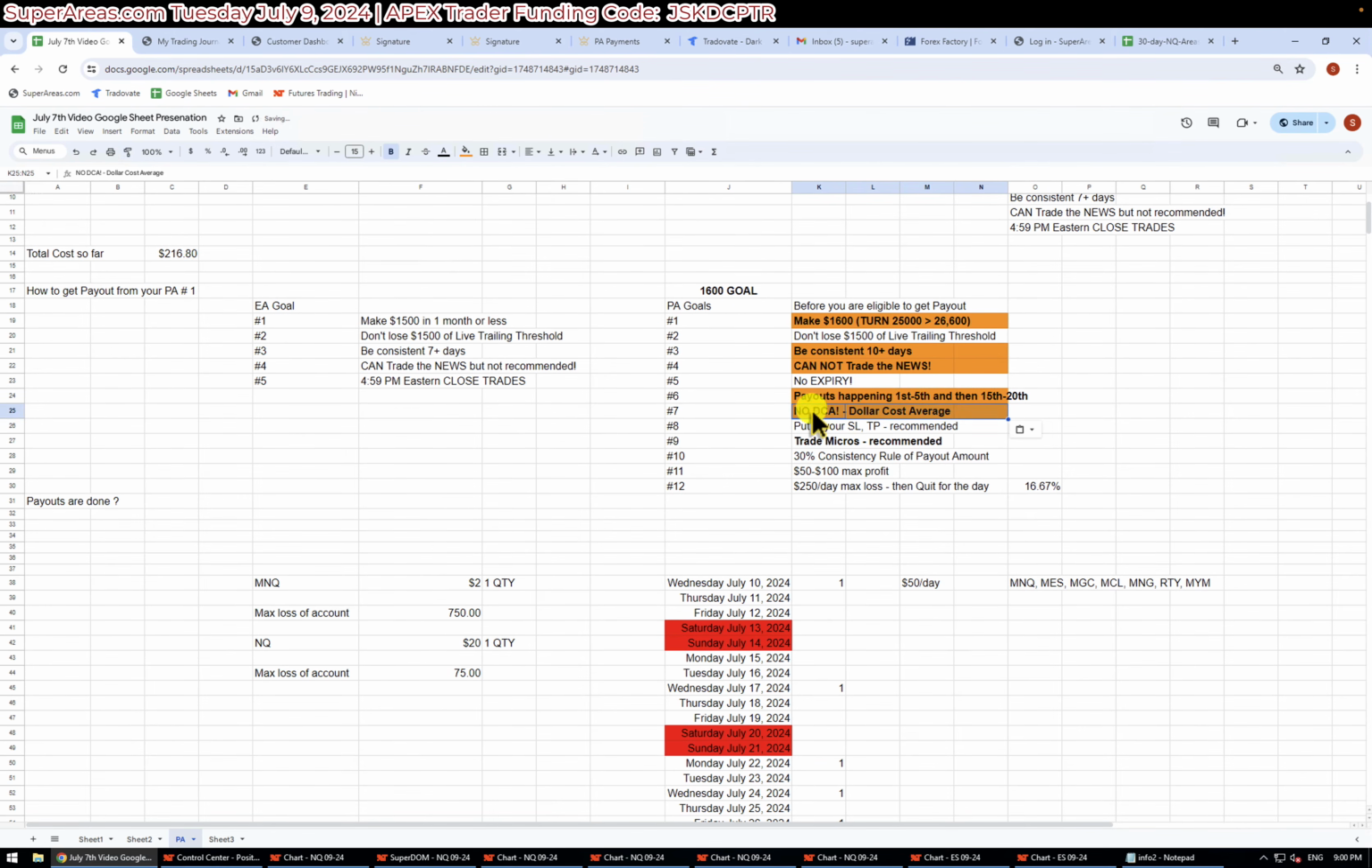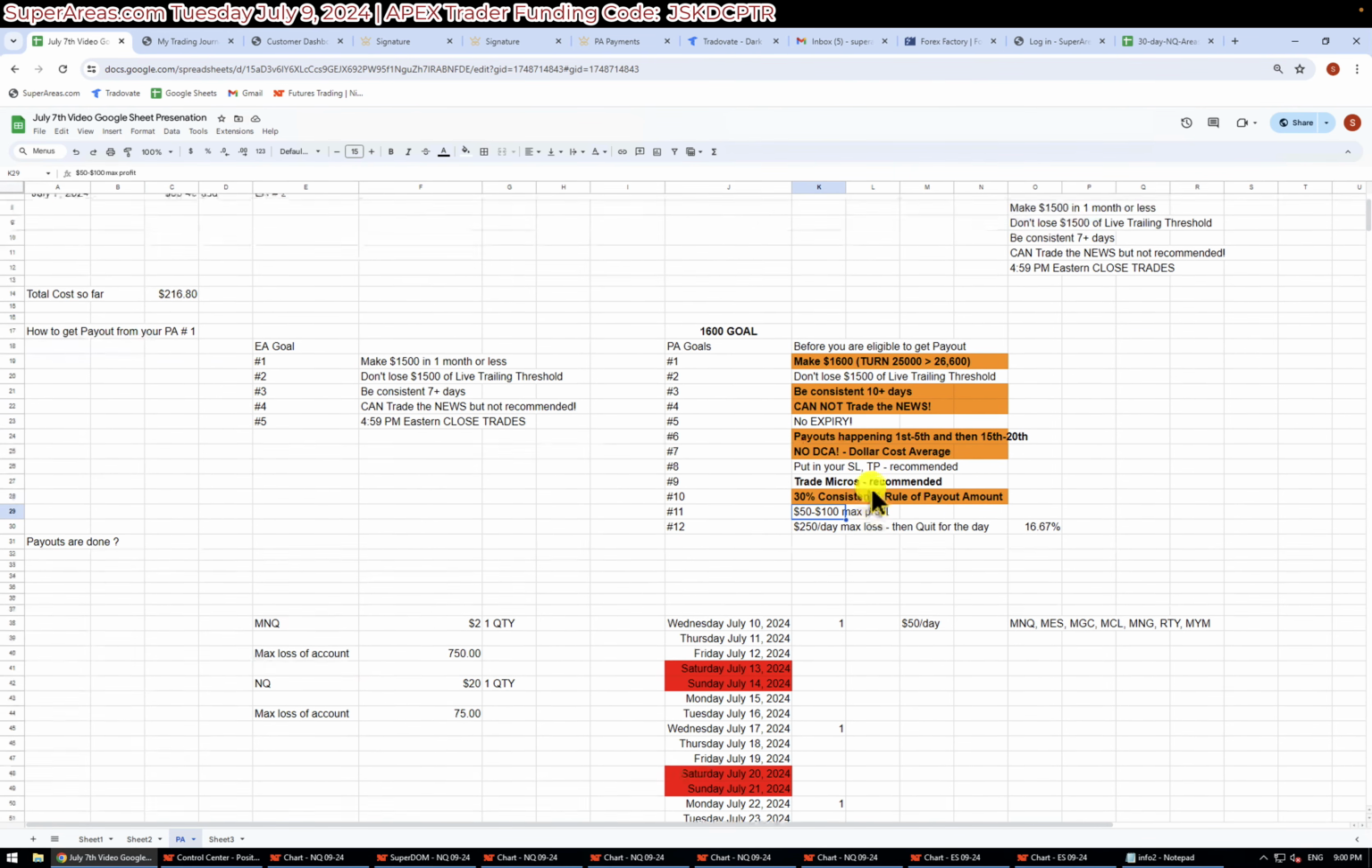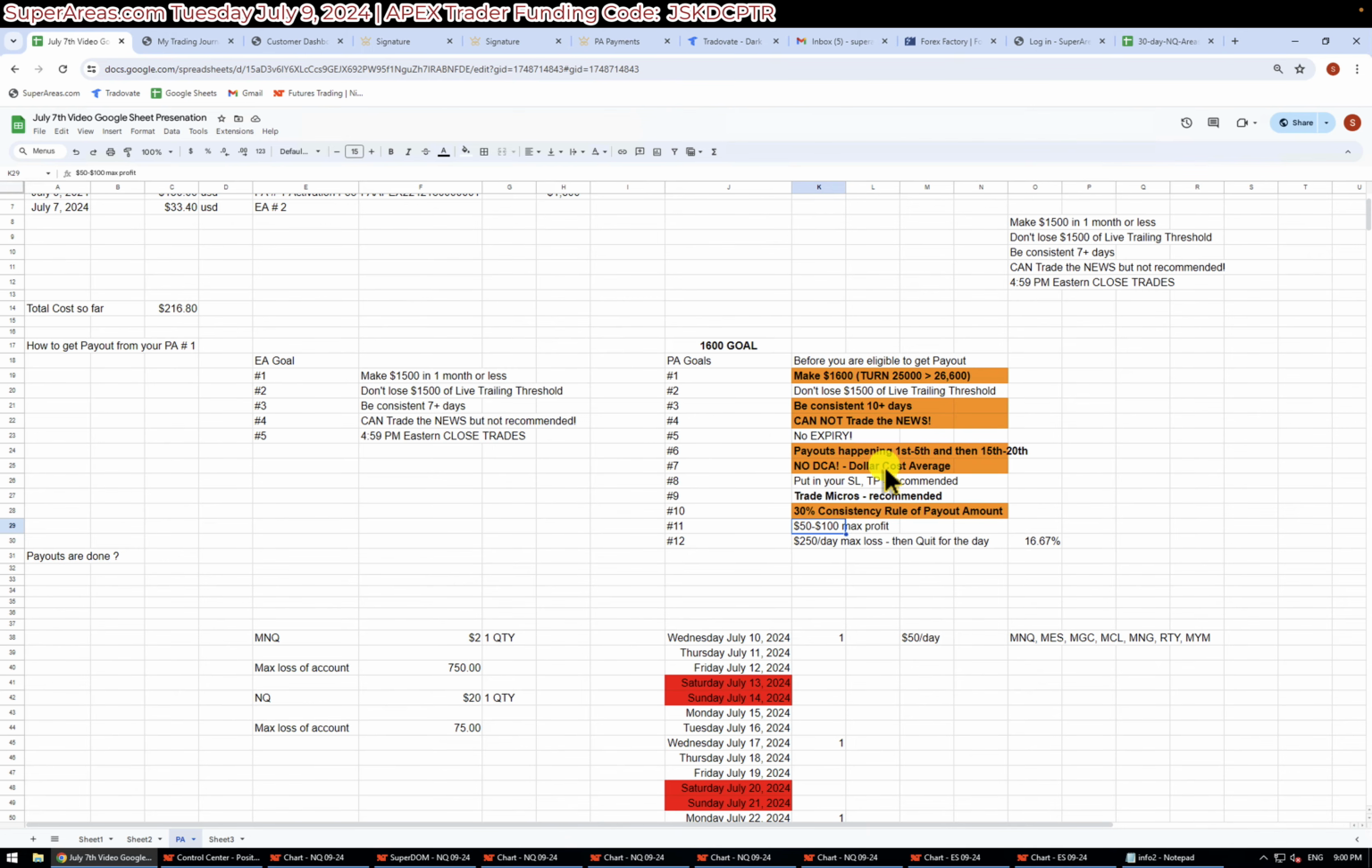So I'll highlight it in this color. And the consistency rule is there, so don't break the 30% rule. So these are 12 goals. You should work on them and work on trading micros. $50 to $100 a day you can make from different areas and different methods that you can use.